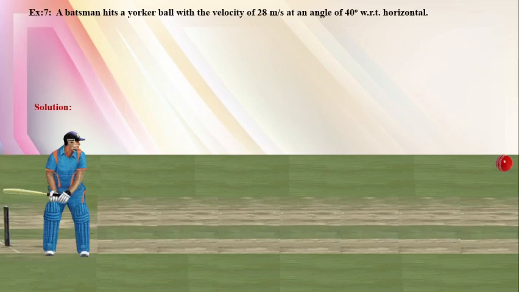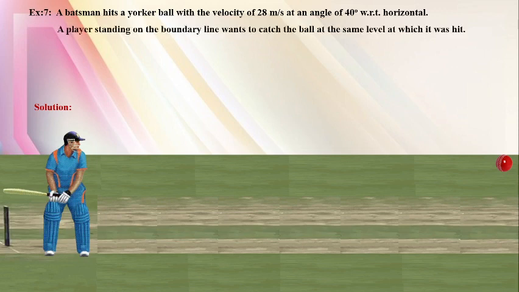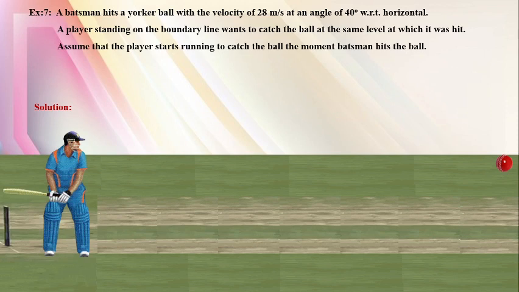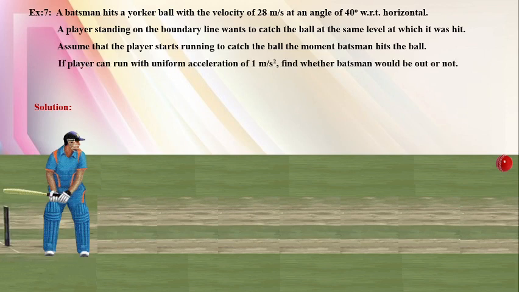Here it says a batsman hits a Yorker ball with a velocity of 28 meter per second at an angle of 40 degrees with respect to the horizontal. A player standing on the boundary line wants to catch the ball at the same level at which it was hit. Assume that the player starts running to catch the ball the moment the batsman hits the ball. If the player can run with uniform acceleration of 1 meter per second square, find whether the batsman would be out or not. So this is a practical problem.